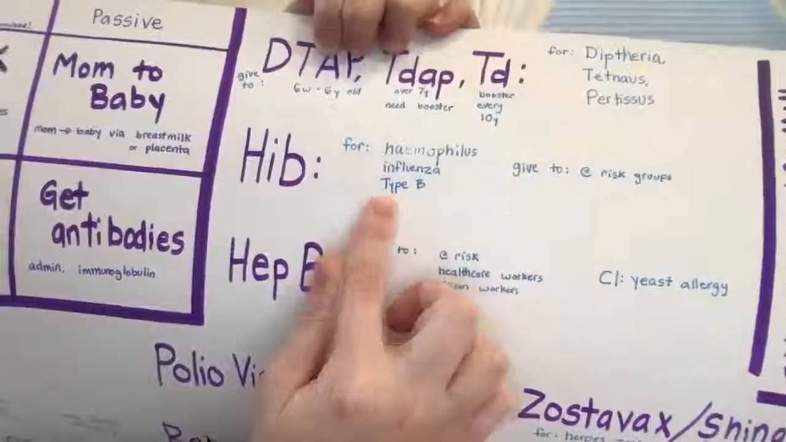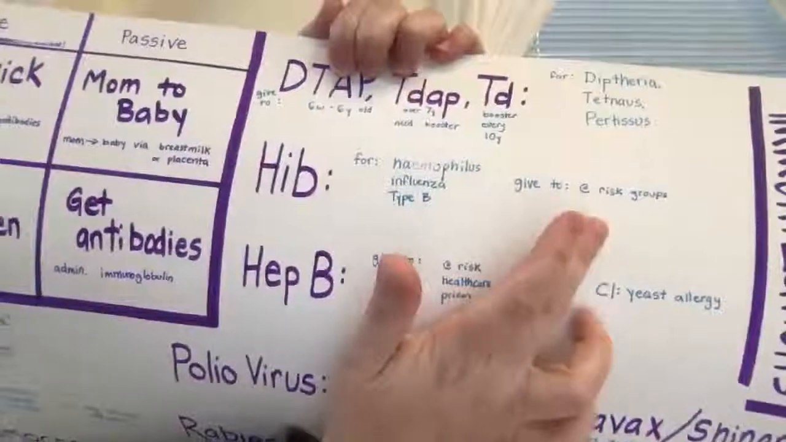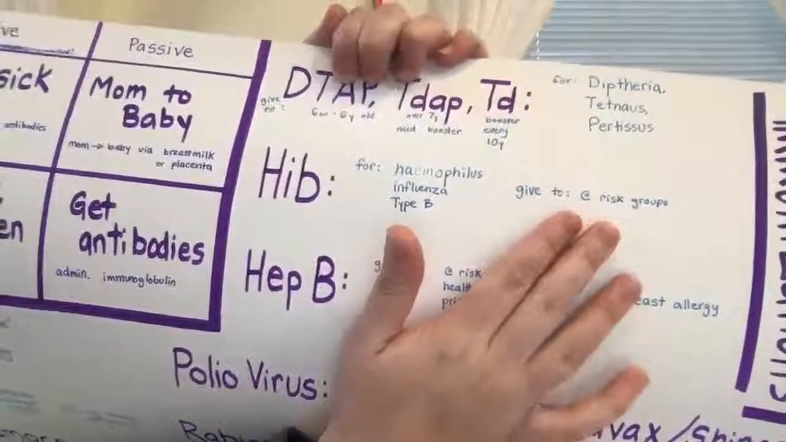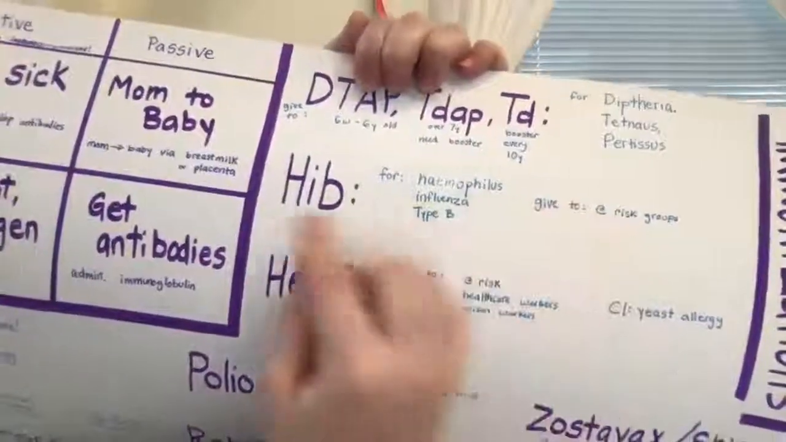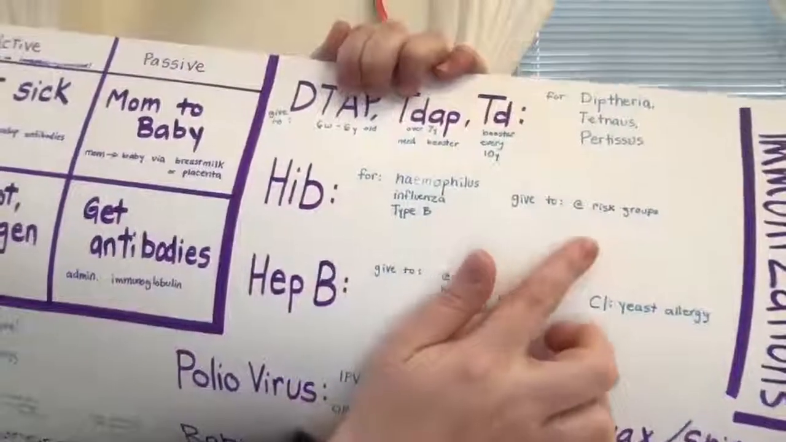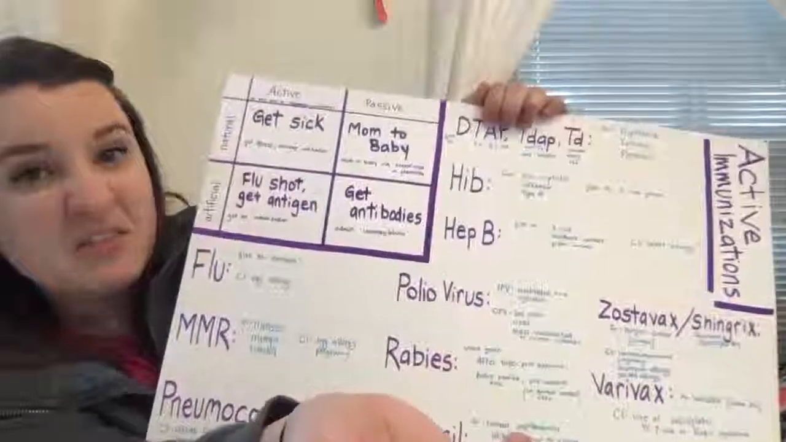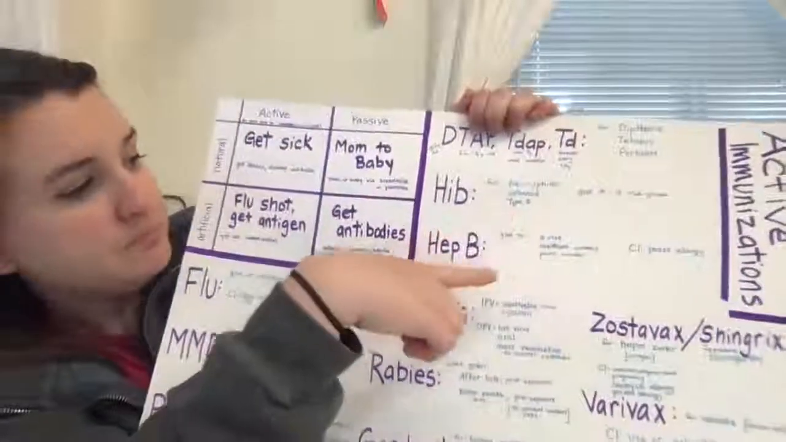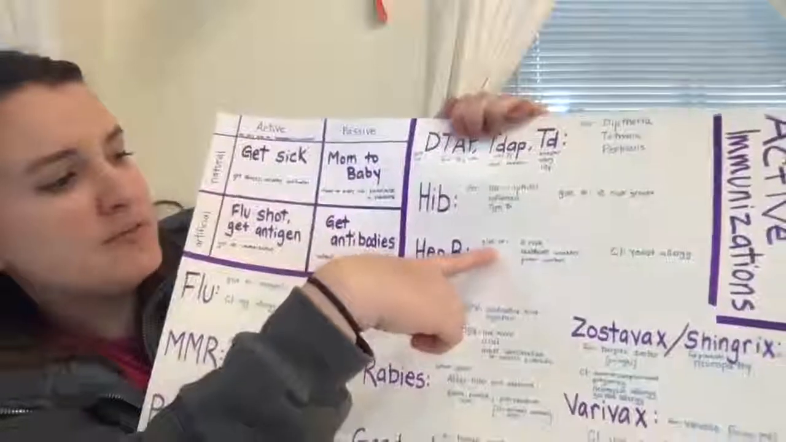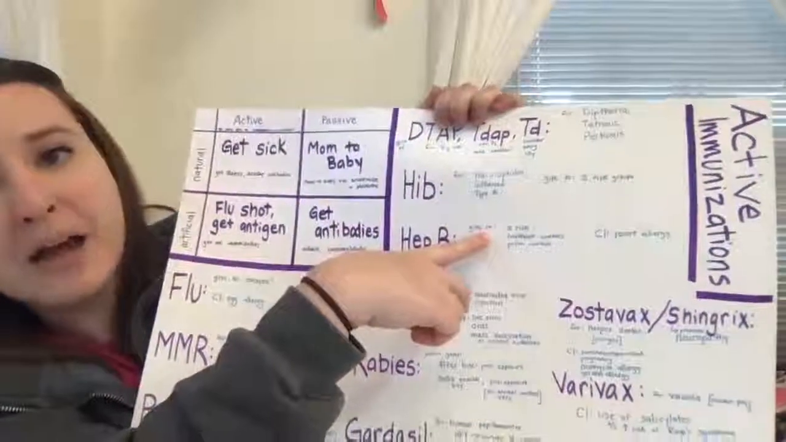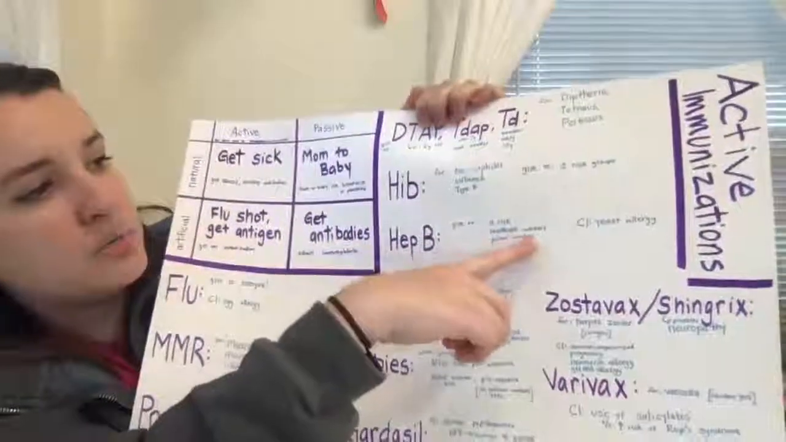Typically people who need to receive this vaccine are those at-risk groups, so people who work with people who have this. Typically it could be healthcare workers or maybe prison workers or just people in that line of field that work with people who have this. Hep B, this is also given to people who are at risk, so healthcare workers, prison workers.